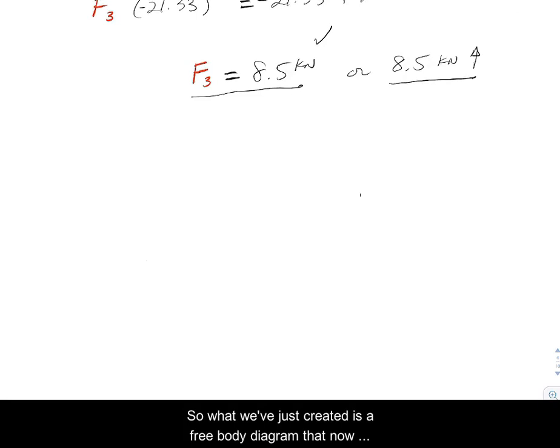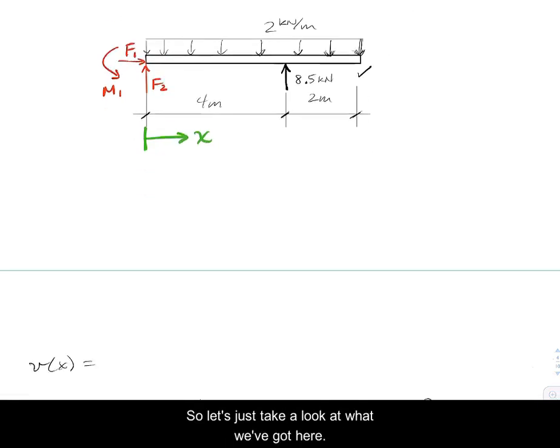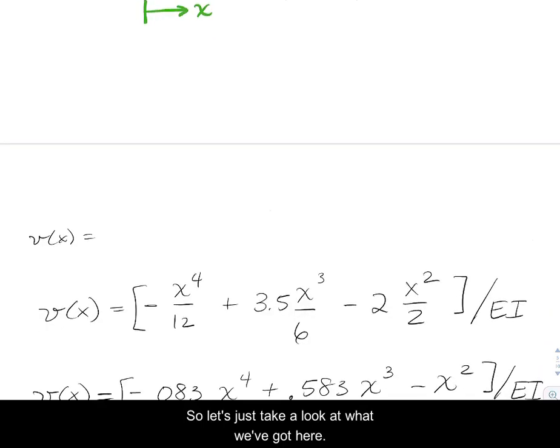So what we've just created is a free body diagram that now looks like this. When we first had 4 external unknowns, and again 3 equations of equilibrium, now we have 3 external unknowns that we still have not solved for, but we've turned the roller force into a known by using the second order beam equation, a kinematic equation. So let's just take a look at what we've got here.